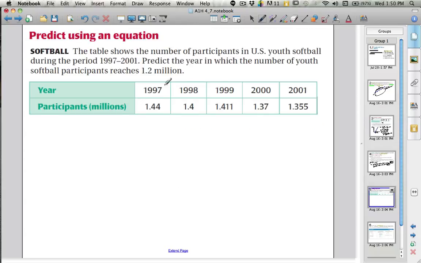Okay, if we take a look here, number of participants in youth softball during 97 to 2001. Predict the year in which the number of youth softball participants reaches 1.2 million.